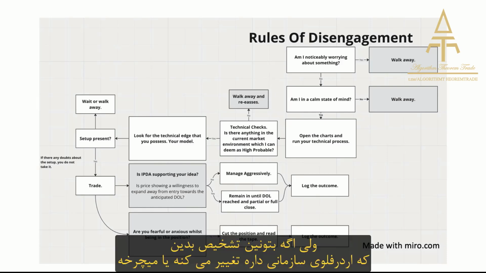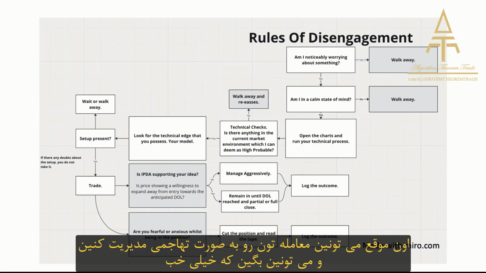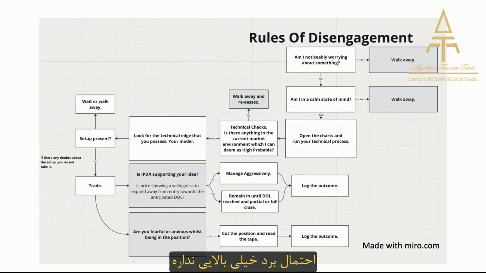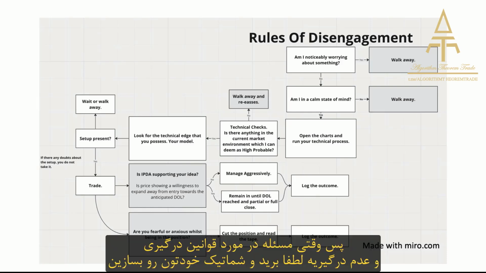Because if you can recognize institutional order flow changing or shifting, so to say, then you can manage your positions aggressively and you can say, well, there are signs present that it can go up or down. This is not highly probable. Therefore, you should walk away. Again, this schematic was just an example, so please start making your own schematics when it comes to rules of engagement and rules of disengagement.